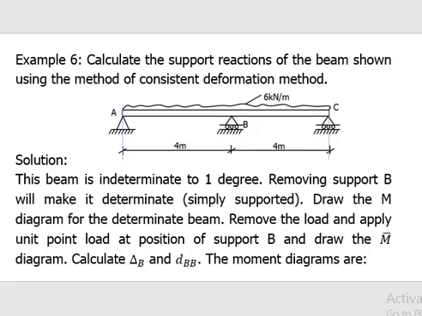Removing the redundant support will make the beam determinate. In this case, it's going to be a simply supported beam if you remove the center support. Draw the M diagram for the determinate beam, then remove the loads and apply a unit point load at the position of that other support, and draw the M bar diagram. Calculate delta B, calculate small d bb.